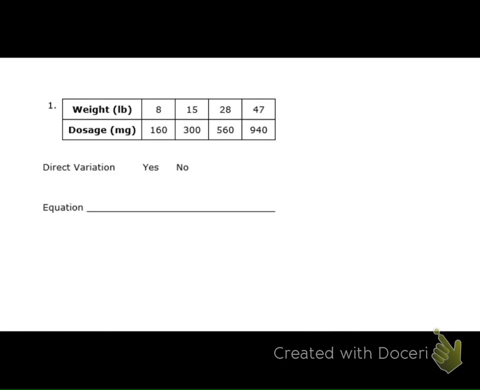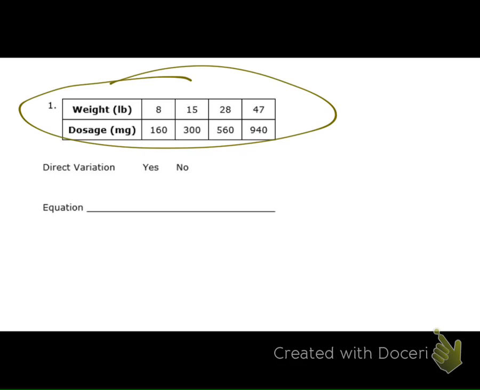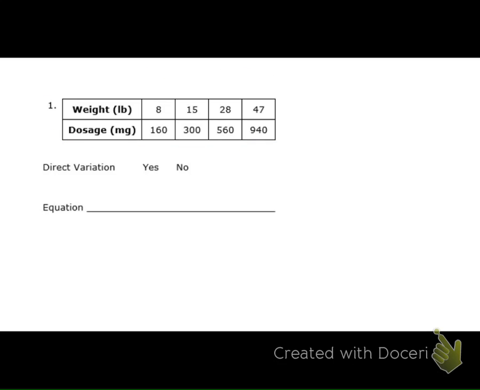Alright, now that we know what direct variation is and what it kind of looks like, I want to show you an example of a more real-world application of it, where we can take that information from a table and use that to write an equation. So what I have here is some information about weight and dosage of medicine. This is a table that we can use as it is.